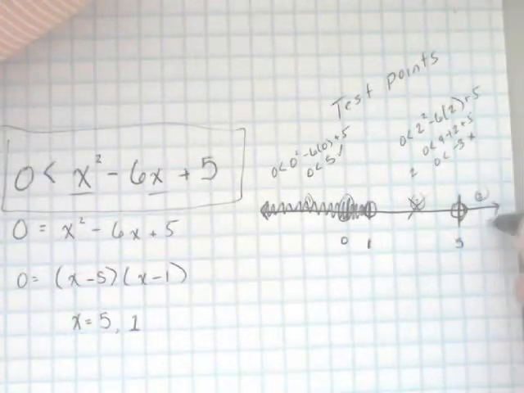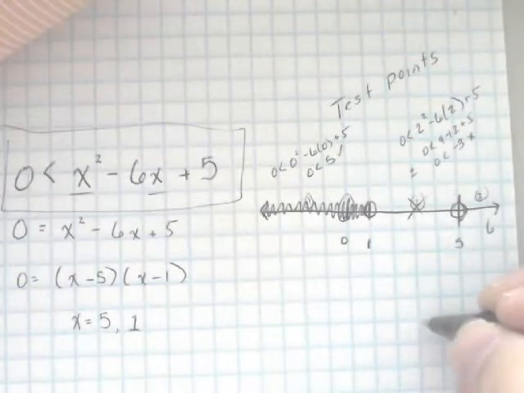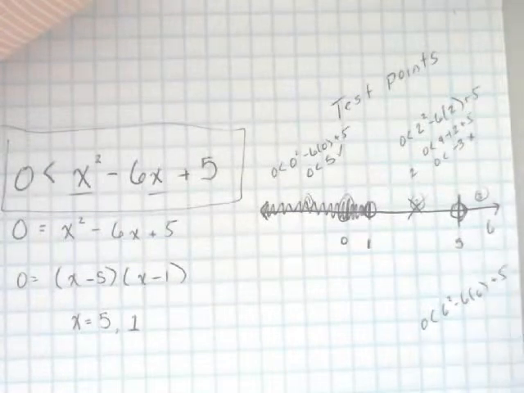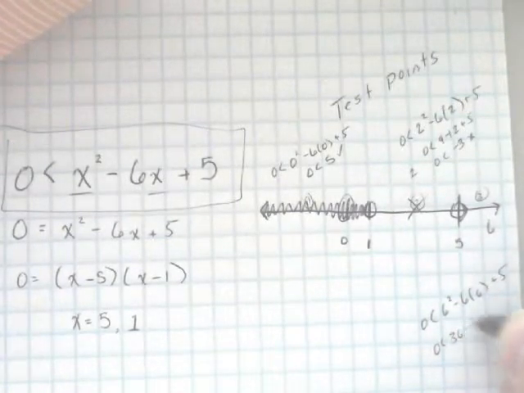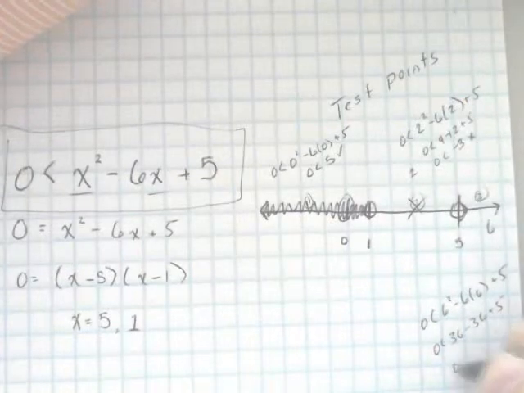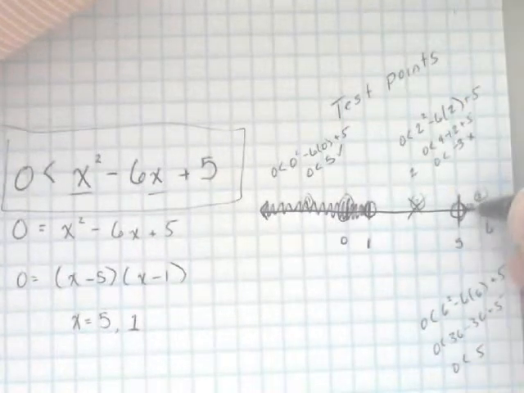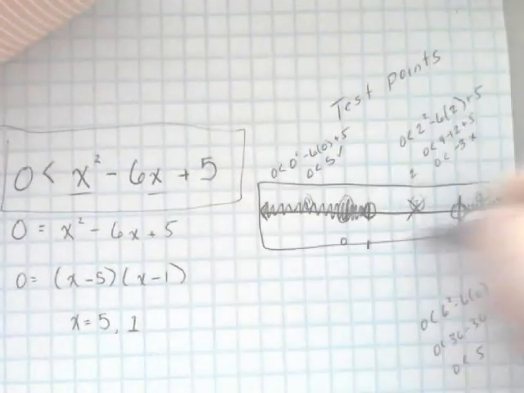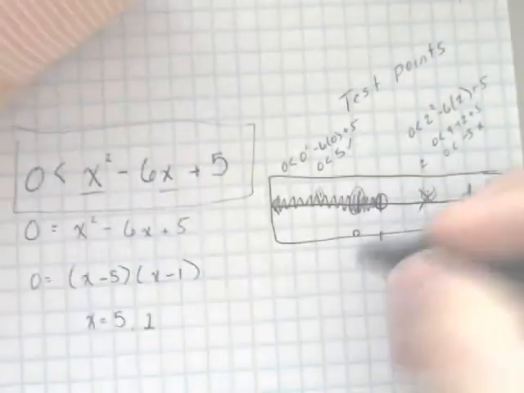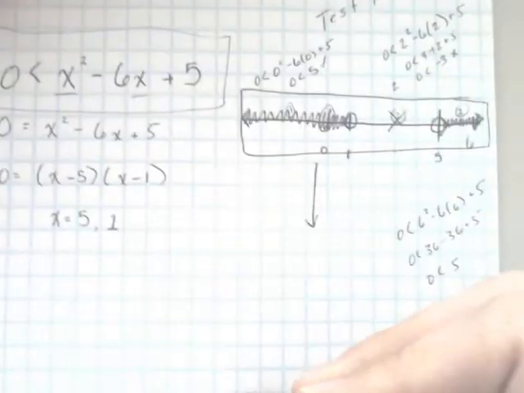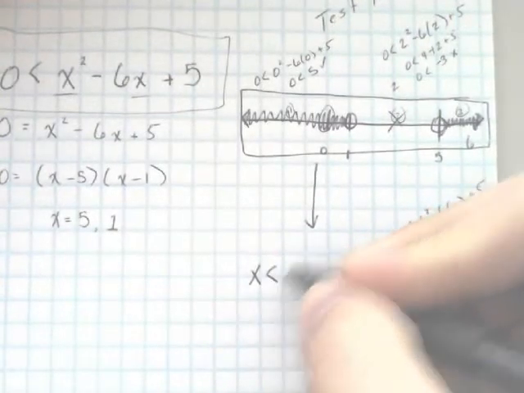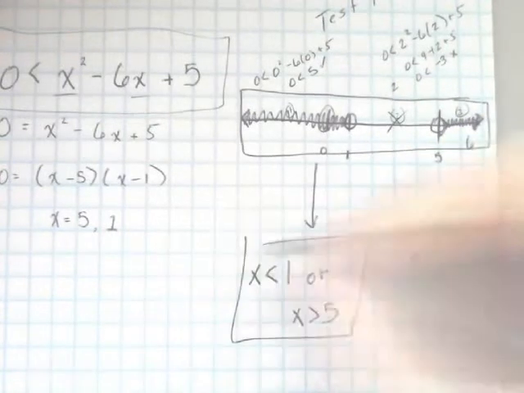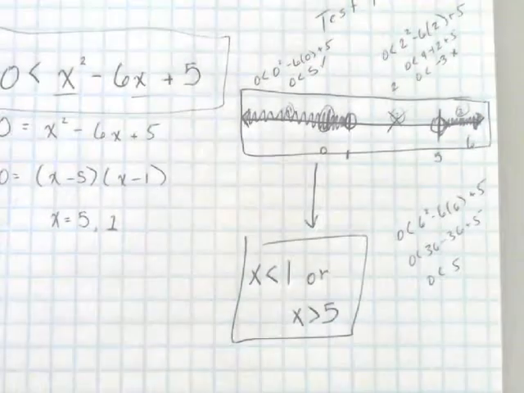Let's try 6 for that last area. Okay. 0 is less than 6 squared minus 6 times 6 plus 5. 0 is less than 36 minus 36 plus 5. 0 is less than 5. That is true. So I'm shading over there. So that's actually the graph of my solution. My solution itself would be written as x is less than 1 or x is greater than 5, because these two shadings are going in opposite directions.